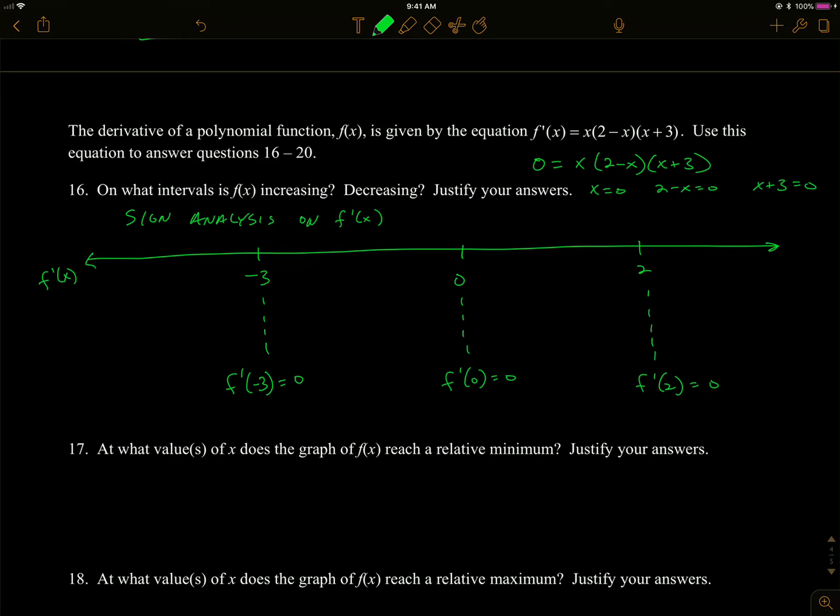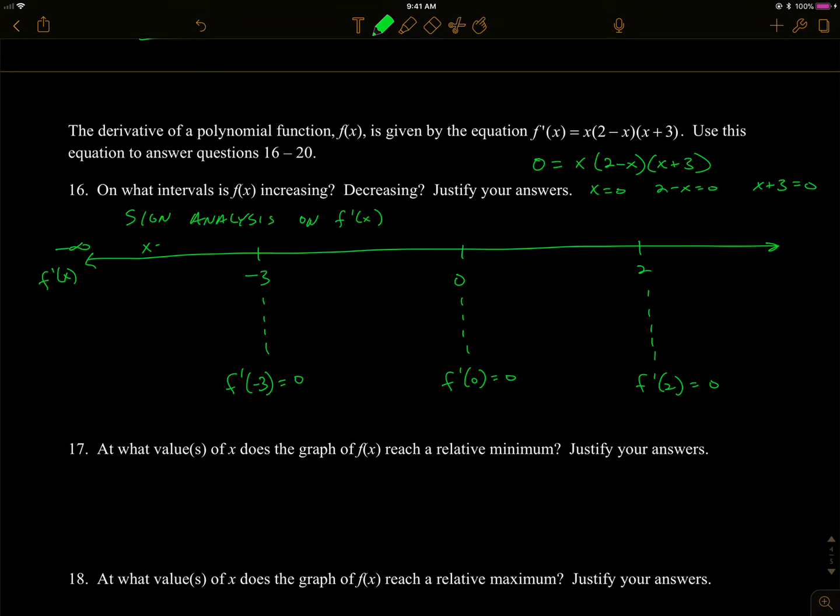Now, since this is a polynomial, I know that all the x values on this first interval, from negative infinity to negative 3, are all going to have the same sign. That's why I'm calling this a sign analysis. The sign of the derivative will all be the same. They only switch, or possibly switch, when the derivative is 0, which I found those 3 spots where they could possibly switch. So all of these stick together.